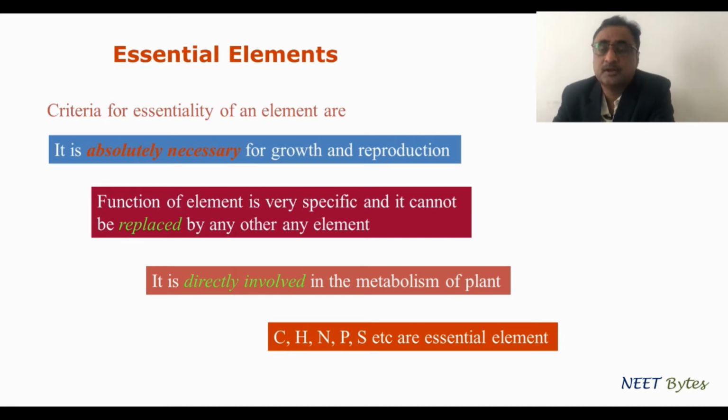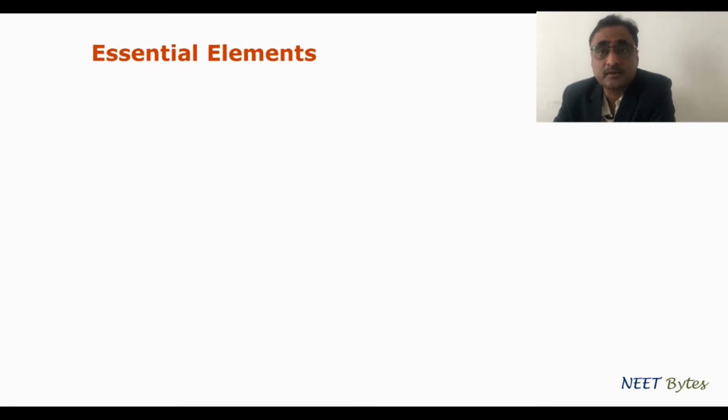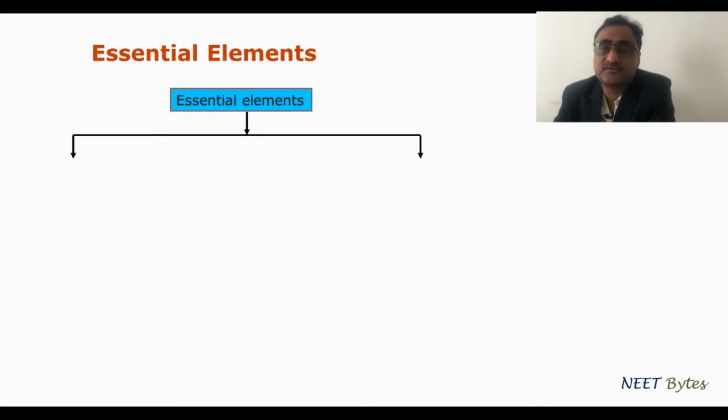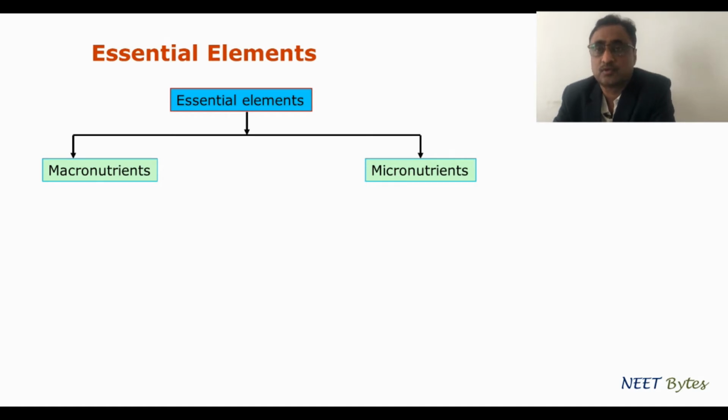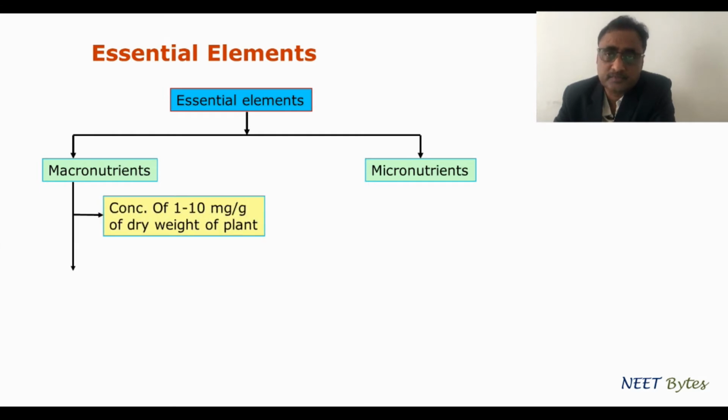There are as many as 17 essential elements, nickel being the latest one to be included. So carbon, hydrogen, oxygen, nitrogen, and altogether there are 17 essential elements. Now we will discuss how we can divide the essential elements into two categories, micro elements and macro elements.